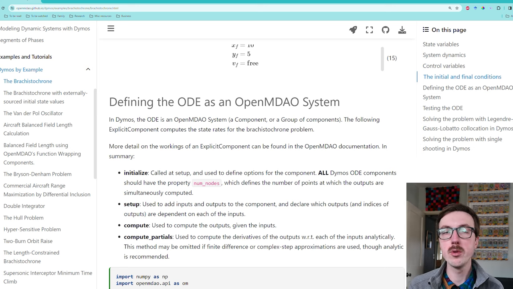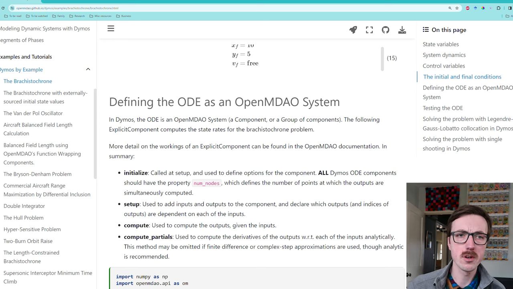Compute is where we actually do the computations, in this case for the ODE, to compute x dot, y dot, and v dot. What I mean by this is that these are the rates with respect to time for each of our states. And then compute partials computes the derivatives of any of the outputs in compute with respect to the inputs in compute. It might be easier for me to show you an example, so let's scroll on down and take a look.